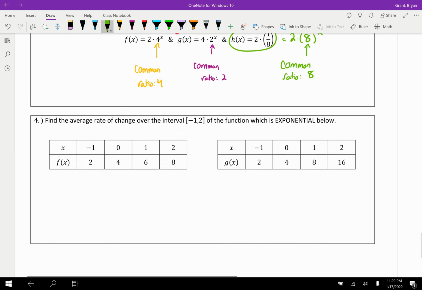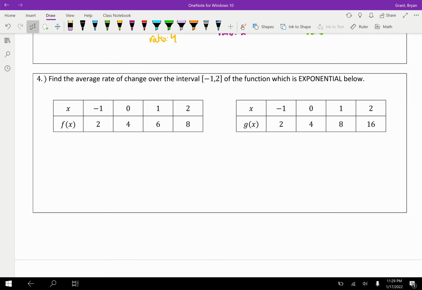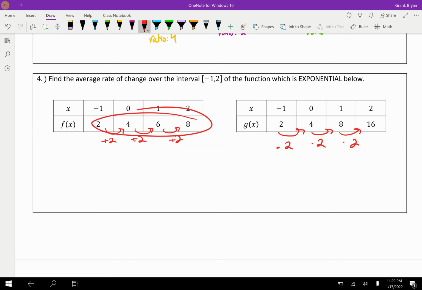All right, last but not least, find the average rate of change over this interval of the function which is exponential below. We need to remember what makes a function exponential, and that is, of course, the outputs. So let's check these patterns. Looks like we go up by 2, and let's check this one. Looks like we also go up by 2, but through multiplication. Which one of these is exponential and which one is linear? Well, linear has a common difference. These numbers are all 2 apart. Their difference is 2. This table is linear.